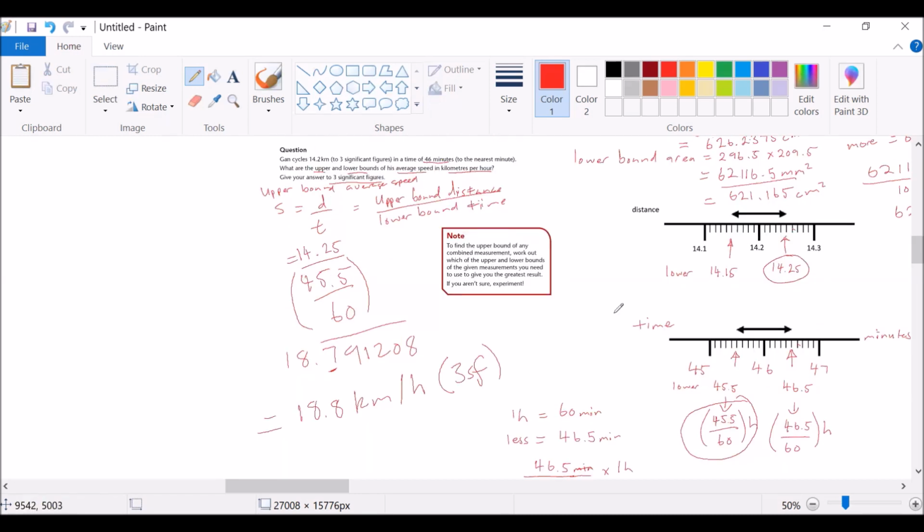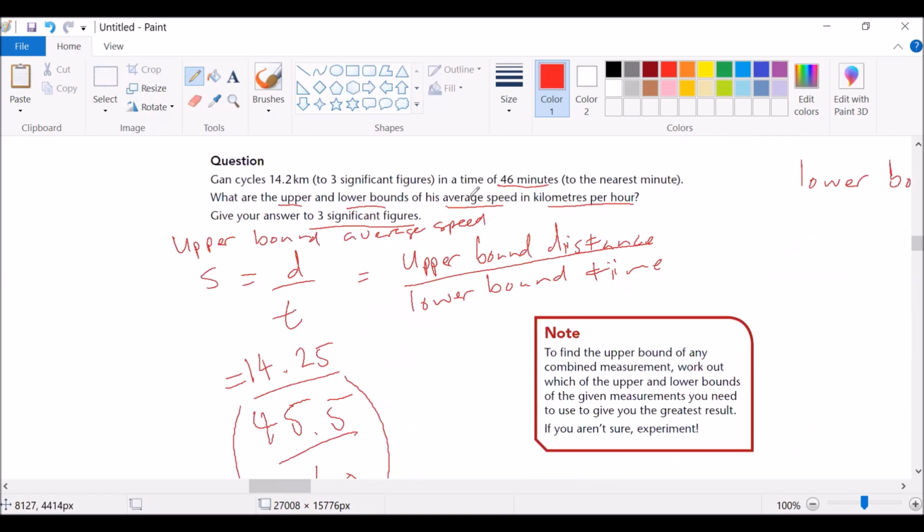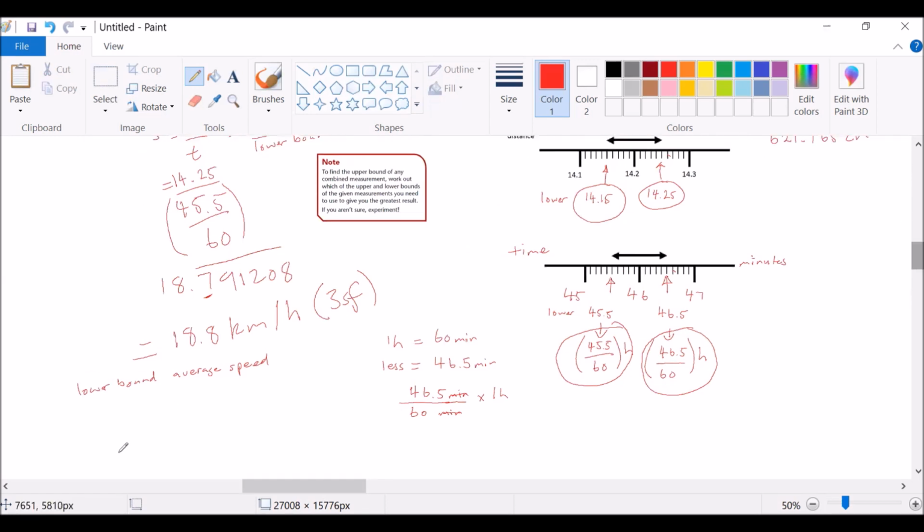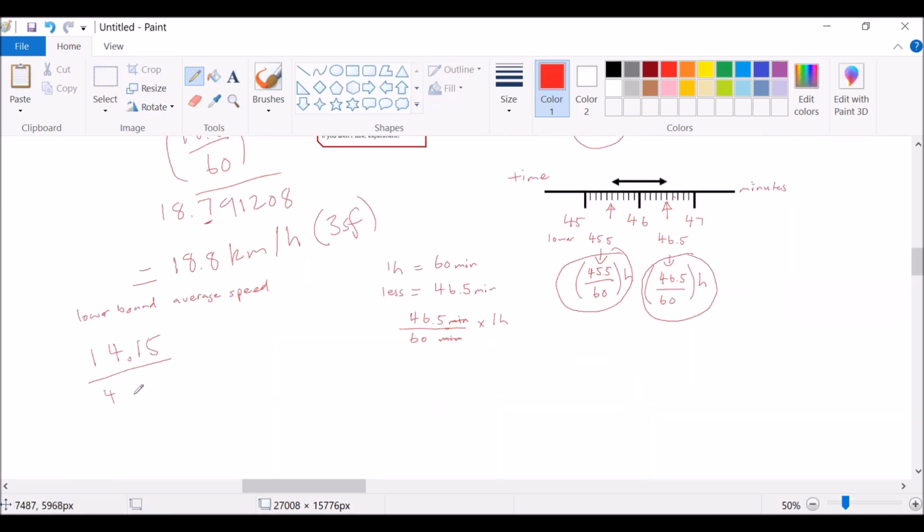Now, for the lower bound of his average speed you're looking for, we would want to use the lower bound distance over the upper bound time. A smaller number being divided by a larger number will give us a lower value. So we will say 14.15 over 46.5 over 60. So this is our distance and this is our time, which will give us 18.258.